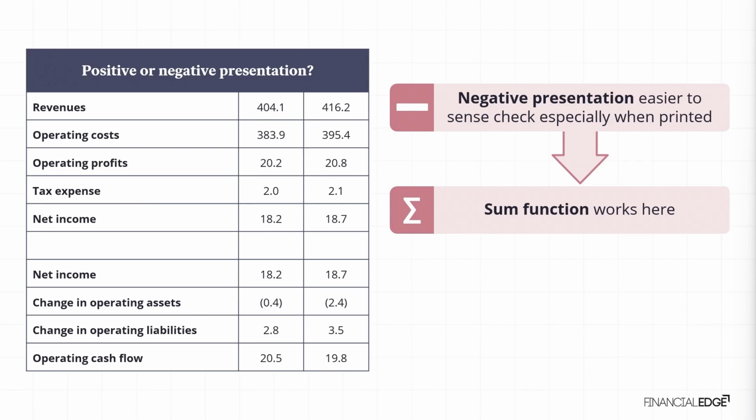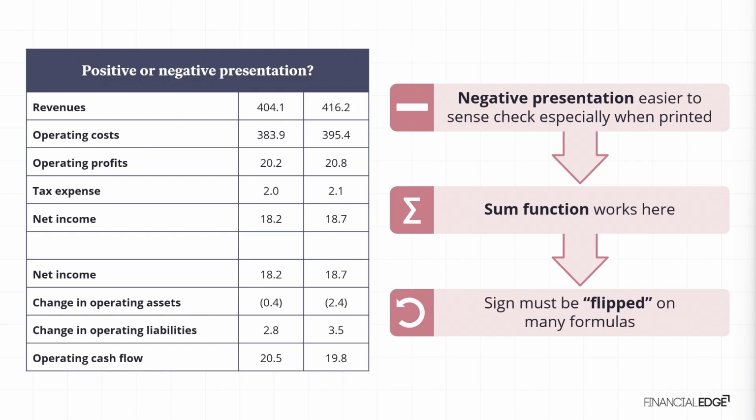One thing to watch out for with negative presentation is that the sign might be flipped on some formulas. So going back to operating profits, if you wanted to take your revenues and then subtract your negative shown operating costs, well, you'd have to take revenues plus operating costs or sum them up. So do be careful, you do often have to flip the sign on many formulas when showing costs as negatives.